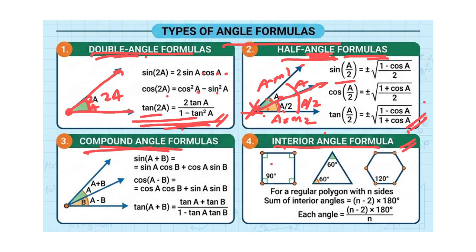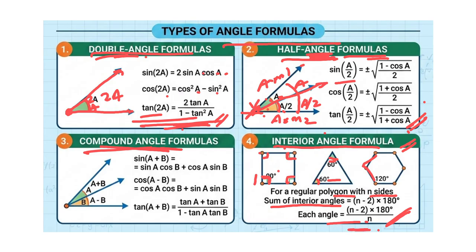This is something just to know: if there is a square, the angle formed by adjacent sides inside the shape is called an interior angle. For a regular polygon with n sides, the sum of interior angles is (n minus 2) times 180 degrees. Each angle is (n minus 2) times 180 degrees divided by n. Just remember this formula.